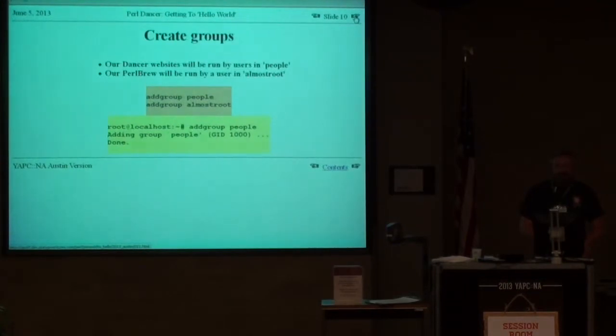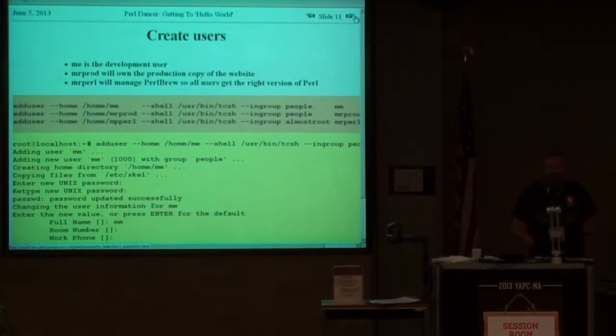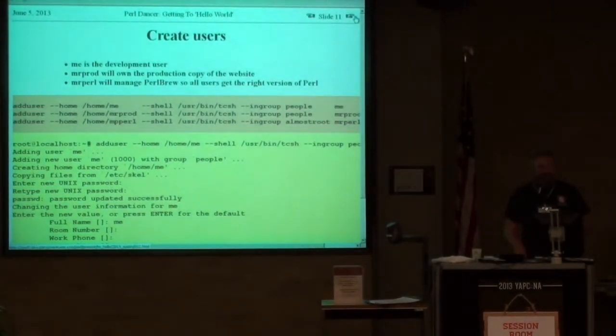And I showed you 4 people earlier, so we need to create them. I'm not going to dwell on this. We're going to have 2 groups, people and almost root. And then we're going to put me, Mr. Prod, in people, and Mr. Perl in almost root, so that later we can share them with other developers that you have who you don't want to give real root privileges to.